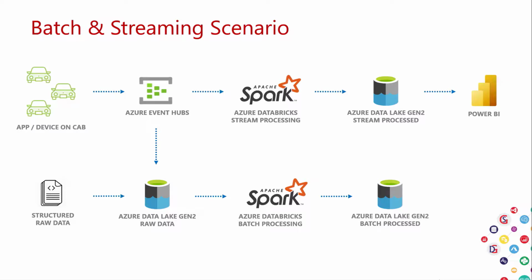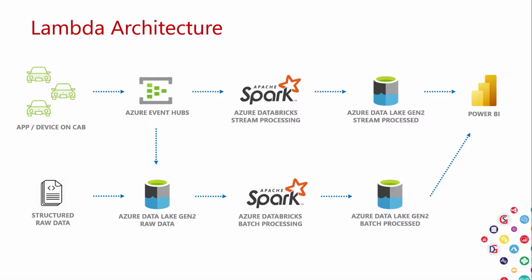Now, once I have this batch processed data, again, this data can also be used by Power BI. So we are now getting separate views of streaming data, and we have separate views from batch data. This type of architecture is what is known as Lambda architecture. All right, so it's a typical Lambda architecture where you have separate views of streaming data and separate views of batch data. But there are several challenges associated with this.